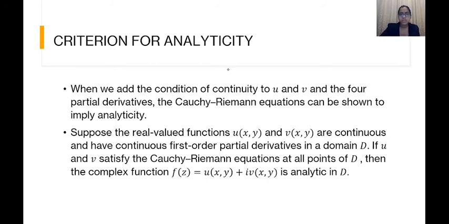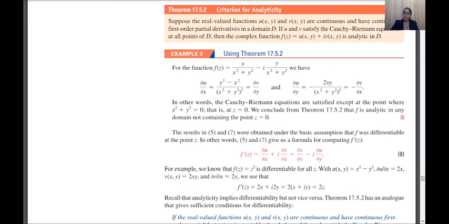So let's see an example related to that also. It is actually stated as a theorem in your textbook. So using this theorem, how can we show whether the function is analytic or not? Let's see example 3. Example 3 states that the function given is f of z is equal to x by x square plus y square minus i into y by x square plus y square.